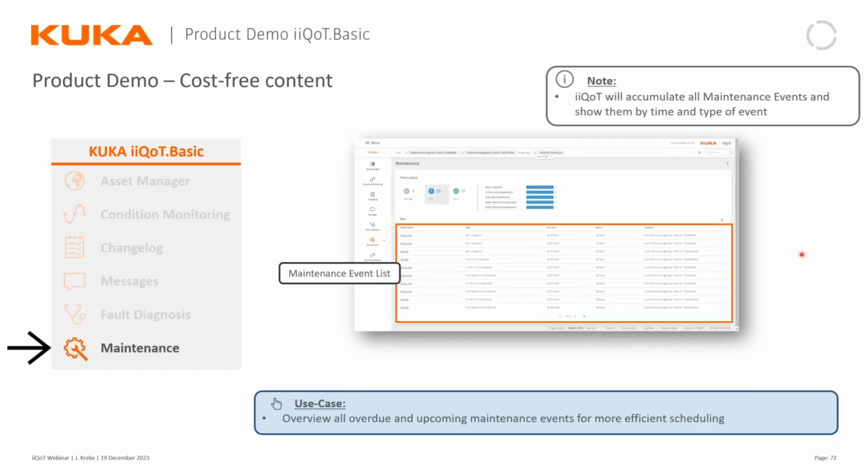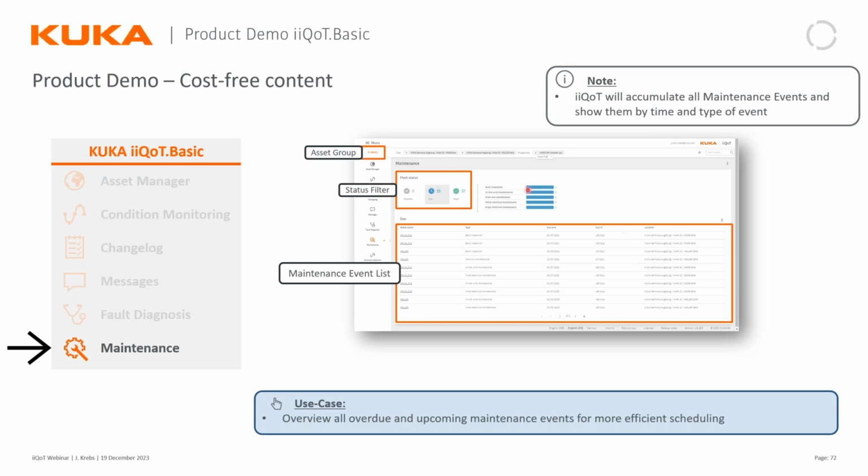The last module for the cost-free content is maintenance. Maintenance covers all maintenance events which are upcoming for our robots or which are overdue. This is basically a list of all the events. Right now we look at all the due events which are in the future. We look again at an asset group view. We look at 3 robots accumulated in this list here.